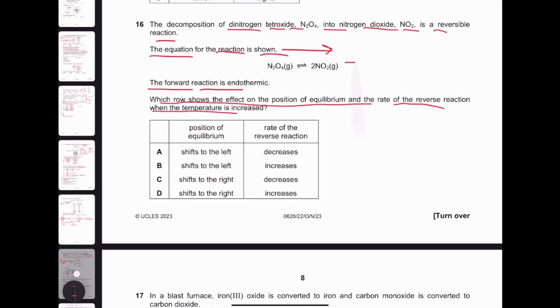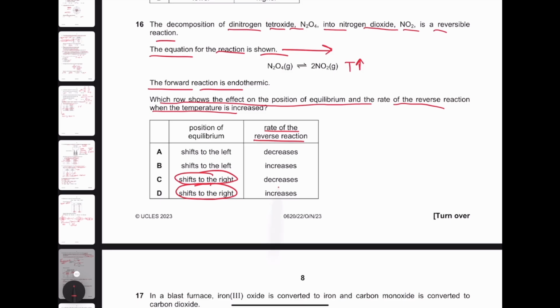Now see, if you increase the temperature in an endothermic reaction, equilibrium favors the forward side because it is helping it, right? So it should go to the right. That is correct. Now, what happens to the rate of the reverse reaction? See, if you're going towards the right, that is the forward side. So what will happen to the reverse, opposite side?